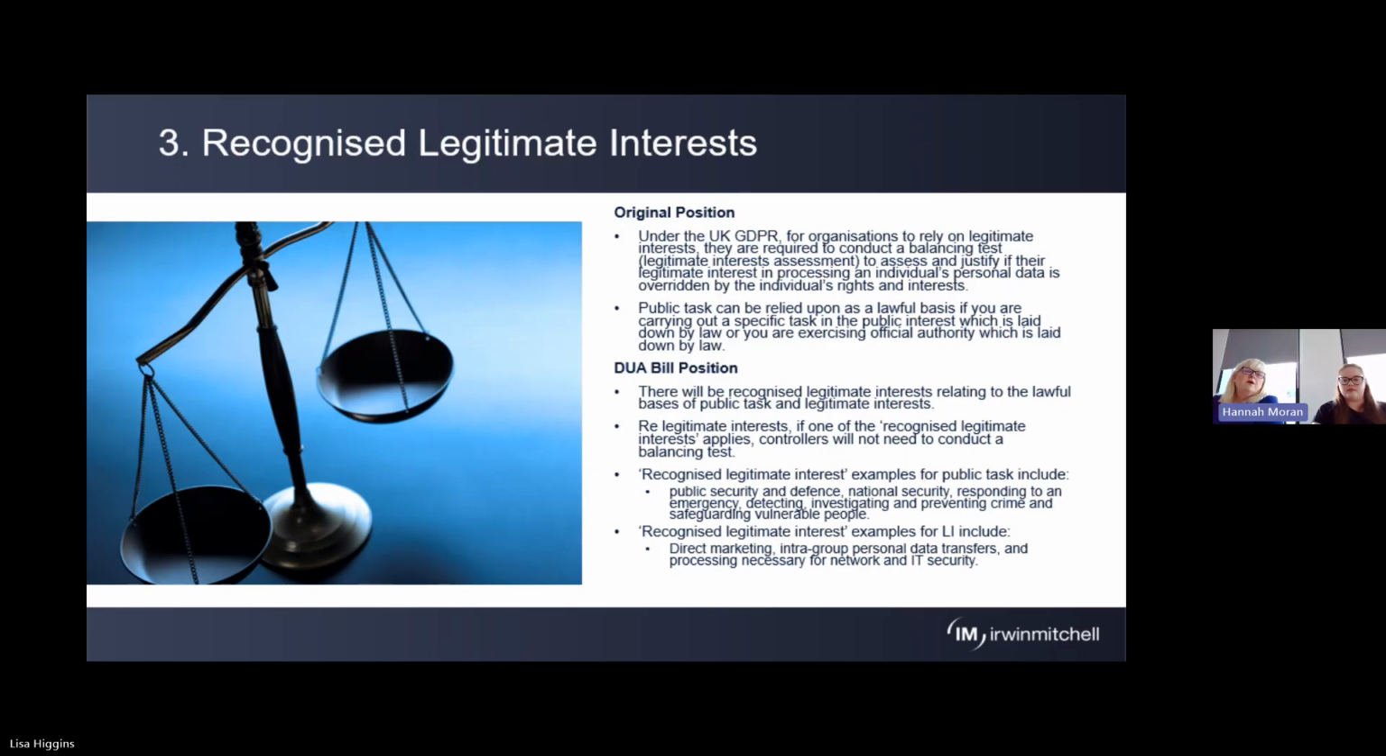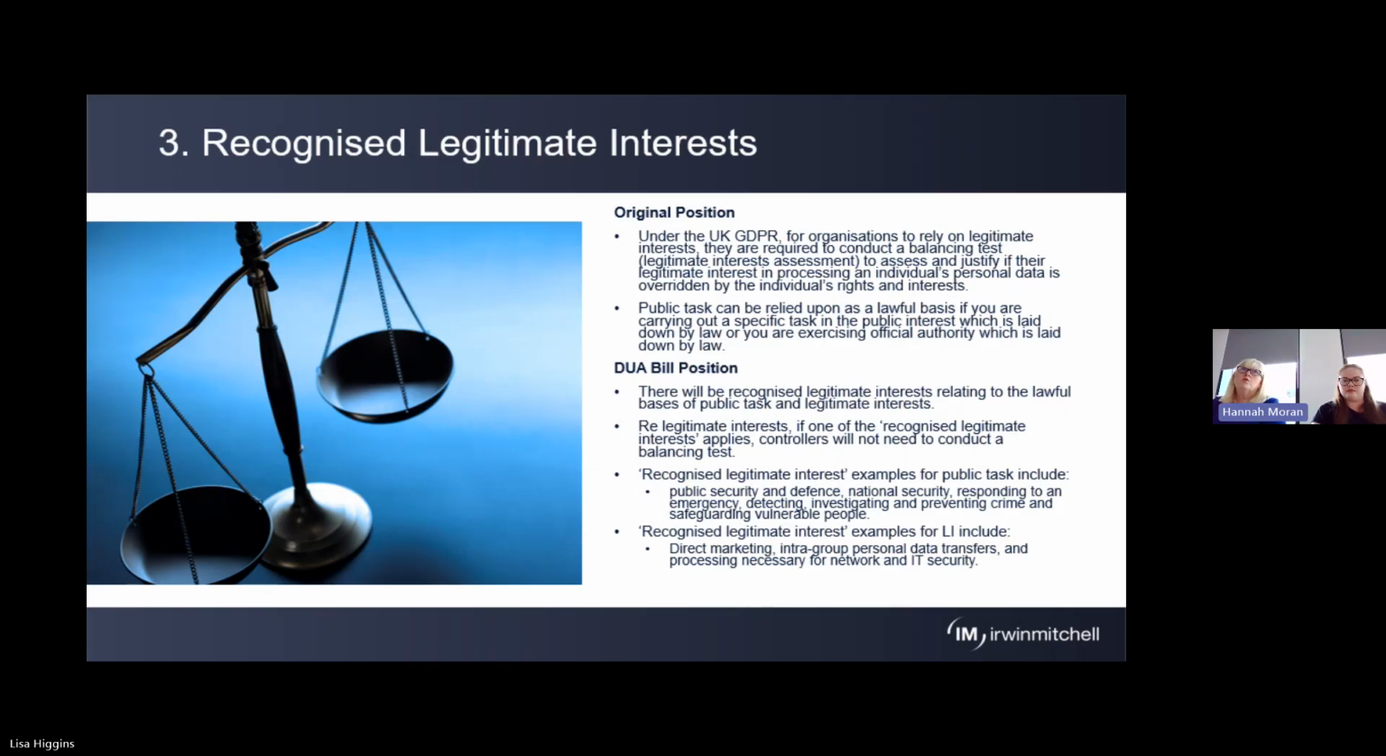So where are we going from a reform point of view? On the commercial front, there is a list of examples as to what a recognised legitimate interest will be. So the Act includes the new idea that there are certain legitimate interests that are accepted as being legitimate interests. So you don't have to carry out a legitimate interest assessment in relation to these, because they're regarded as being something that you would expect to fall within legitimate interests. And you can see that there are some examples on the slide. So things like direct marketing, intergroup transfer of personal data.